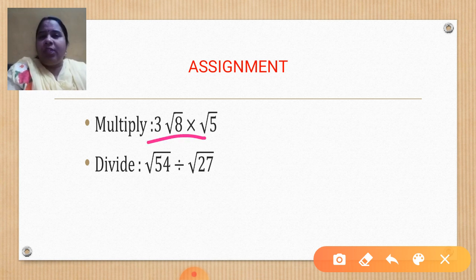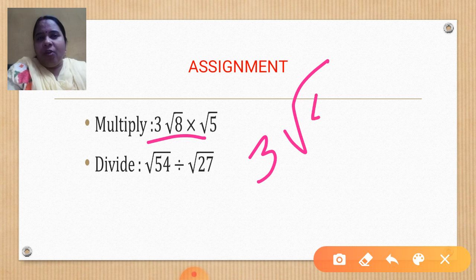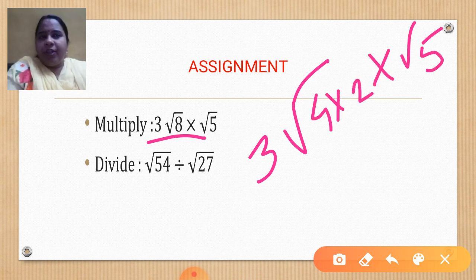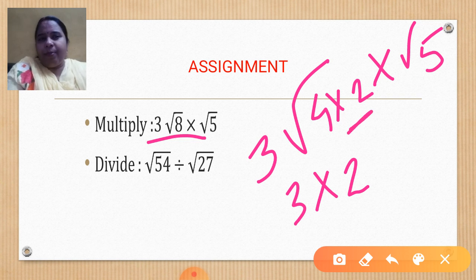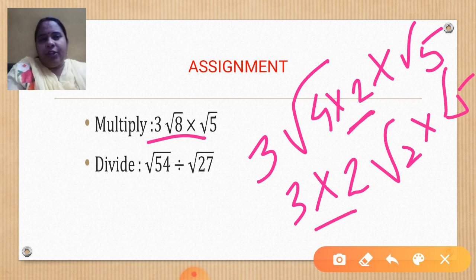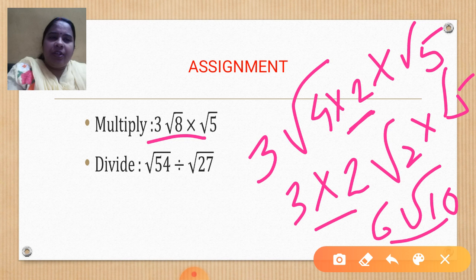Now when I want to solve this, when it is multiplied, what is to be done? 3 square root of 8 is nothing but 4 into 2, right? And this will be root 5. This 3 will be as it is. Square root of 4 will come out as 2. This root 2, there is no combining factor. This will remain under the root sign. And this is root 5. Correct? Now 3 twos are 6. And root 2 into root 5 is nothing but root 10. So this should be the final answer.